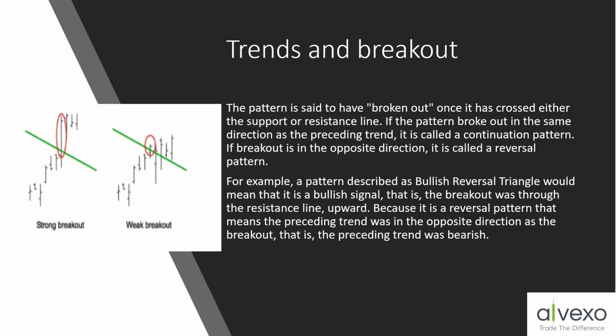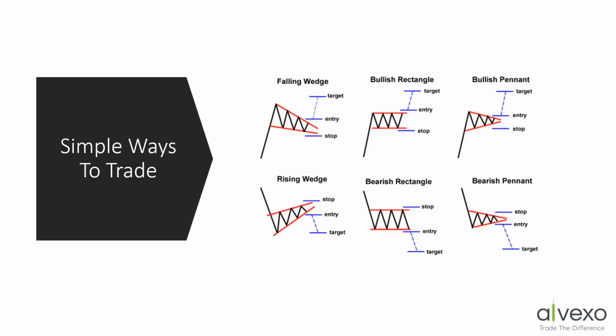For example, a pattern described as a bullish reversal triangle would mean that it is a bullish signal, that is, the breakout went through the resistance line upward. Because it's a reversal pattern, that means the preceding trend was in the opposite direction as the breakout. So the preceding trend was bearish, and when it broke out it went from a downtrend and reversed to an uptrend. So there are simple ways to trade all of these patterns.